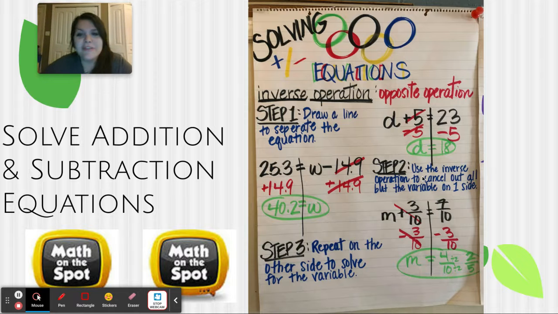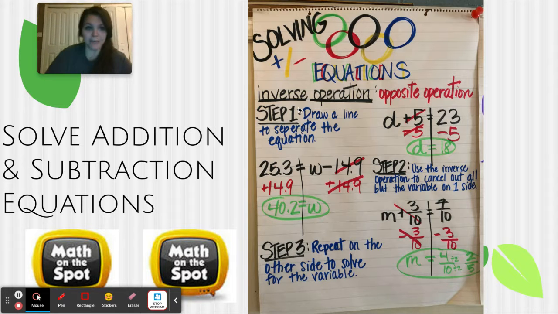Okay, hopefully you did that, and you have your anchor chart all put in your math binder. So now let's go over the anchor chart. So today we're solving addition and subtraction equations. So we're finally going to solve for the variable. Remember, the variable is the letter that stands for a number. So today we're going to use inverse operations.